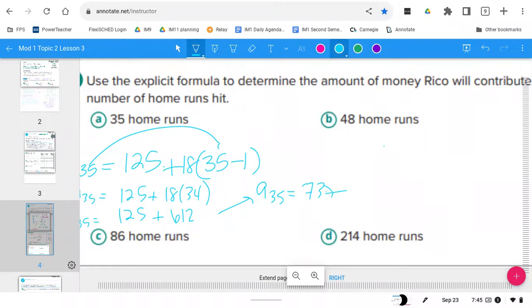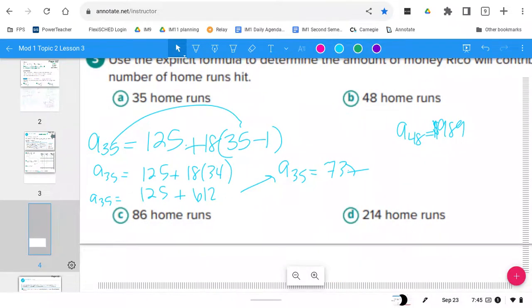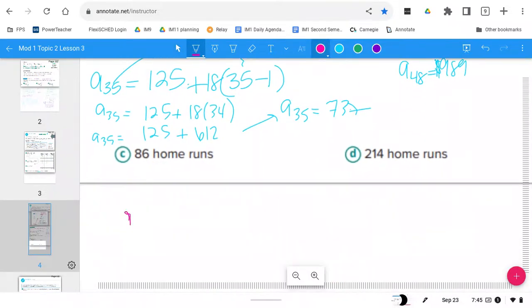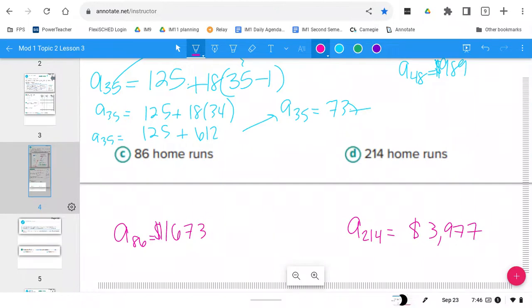Okay, this one you should get your 48th home run should be $989. 86th should be $1,673, and your 214th home run will be $3,977.